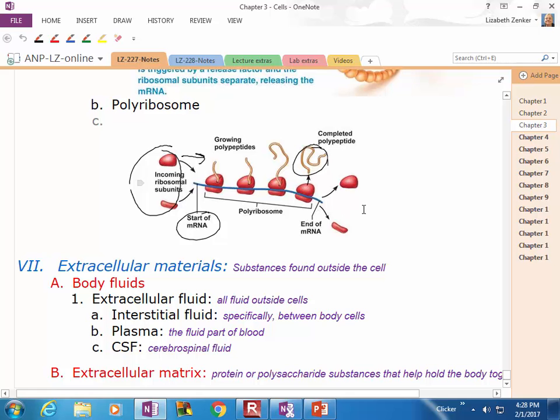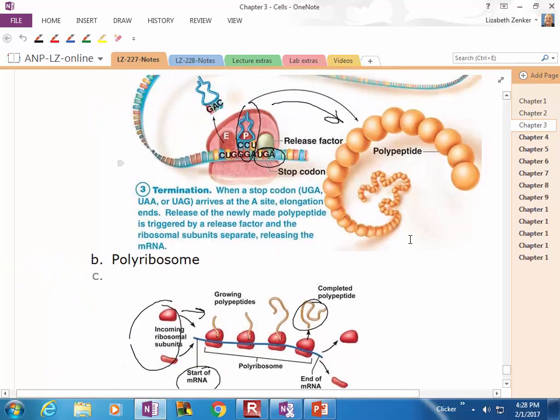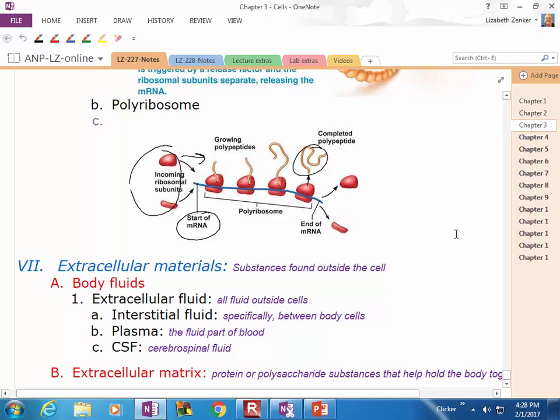So let's take a look at extracellular materials, if I can. Oh, we're at the bottom of the notes. That's why it won't cycle. Okay, extracellular materials. These are substances found outside of the cell. So this is everything but the cell, right? If it's everything outside the cell, everything but the cell.